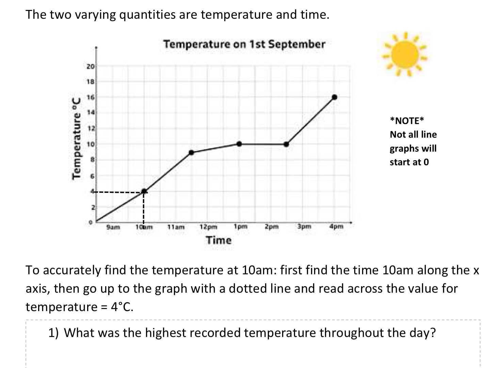To accurately find the temperature at 10 a.m., first find the time, 10 a.m., along the x-axis, then go up to the graph with a dotted line and read across for the temperature, which is 4 degrees. So that's how you read it.